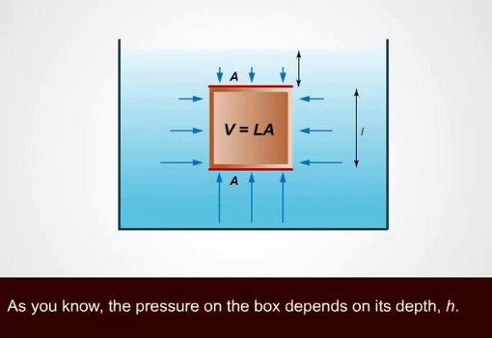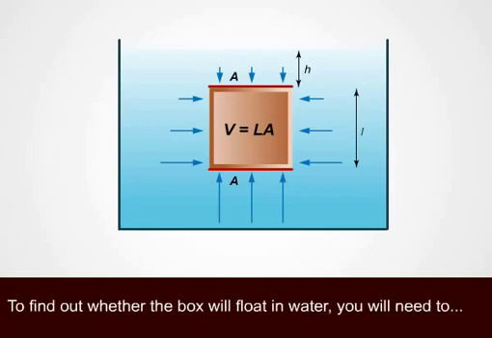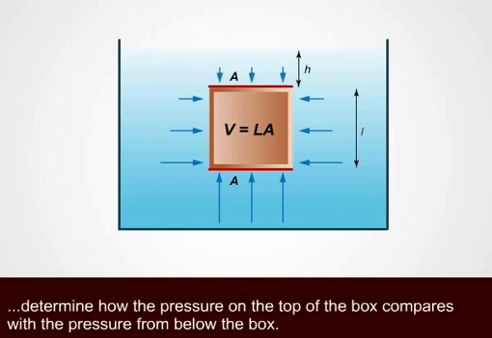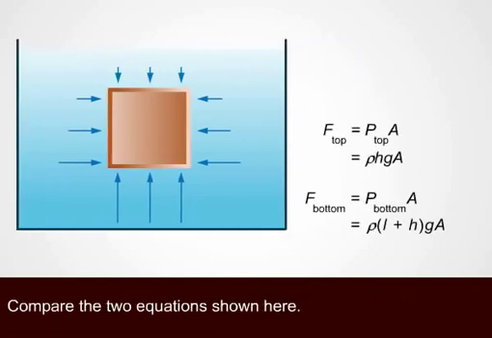As you know, the pressure on the box depends on its depth, h. To find out whether the box will float in water, you will need to determine how the pressure on the top of the box compares with the pressure from below the box. Compare the two equations shown here.